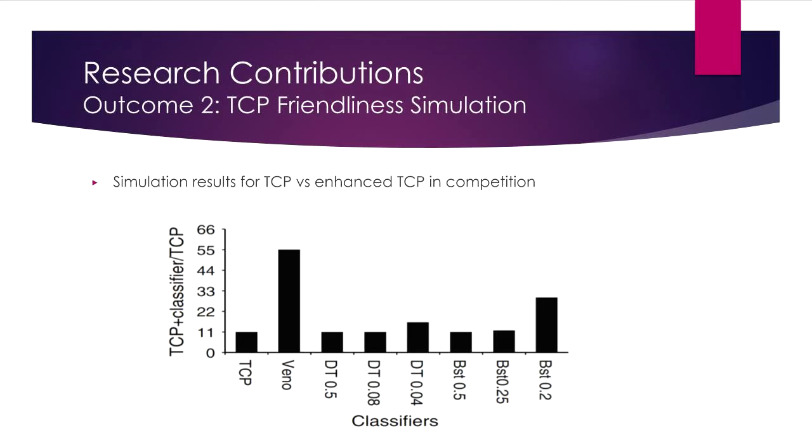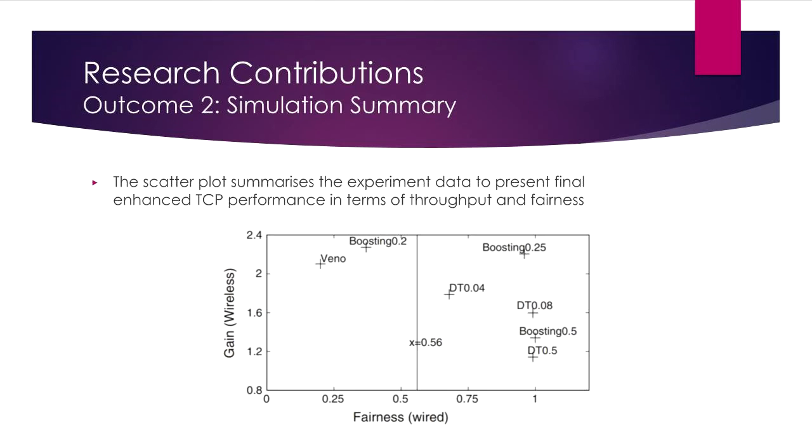By that definition, it can be seen that most of the enhanced TCP setups were fair. On the other hand, the existing alternative Vino was completely unfair. To round off simulation, the gathered results for the performance criteria gain and fairness were summarized in a scatter plot. The plot infers that enhanced TCP with a decision tree-based classifier and the 0.04 bias is highly TCP friendly. On the other hand, if throughput is a higher concern, enhanced TCP with a boosting classifier is an optimal solution.